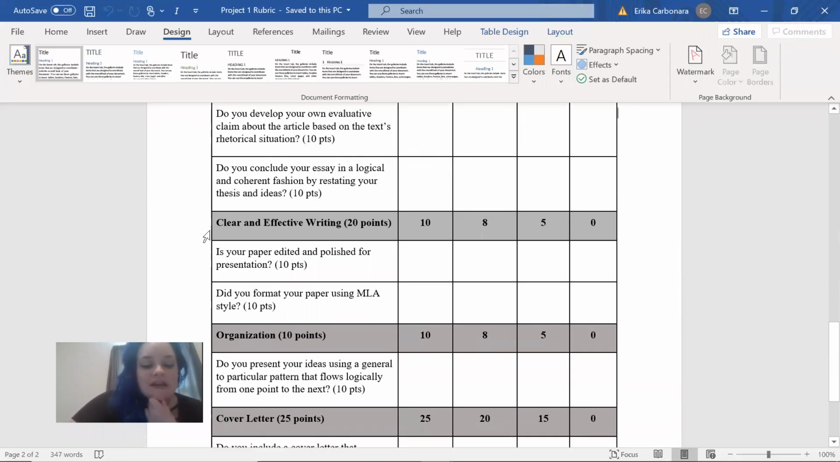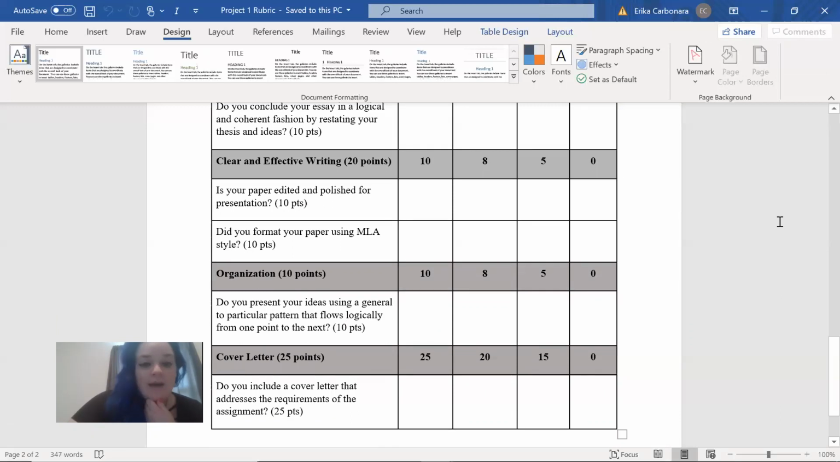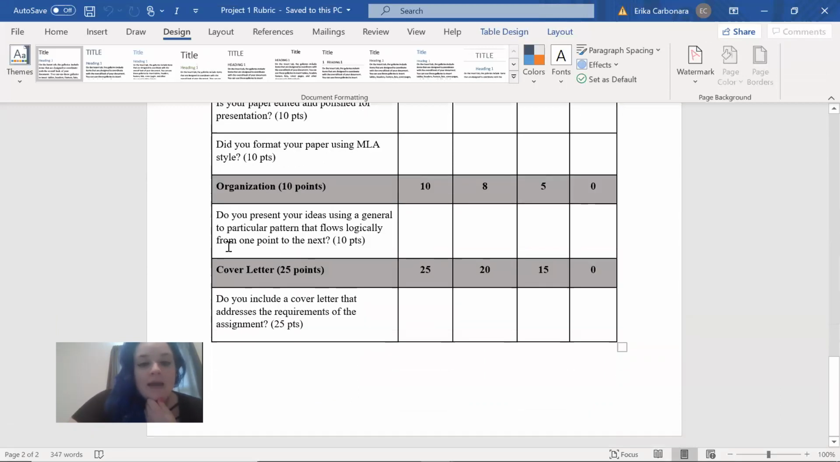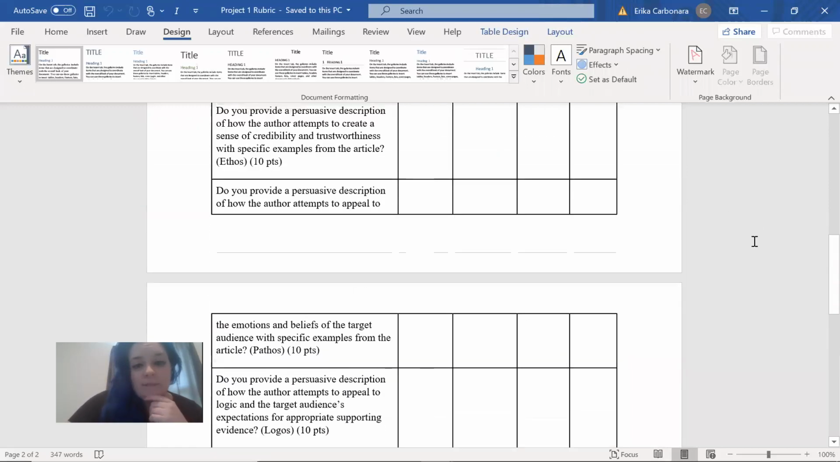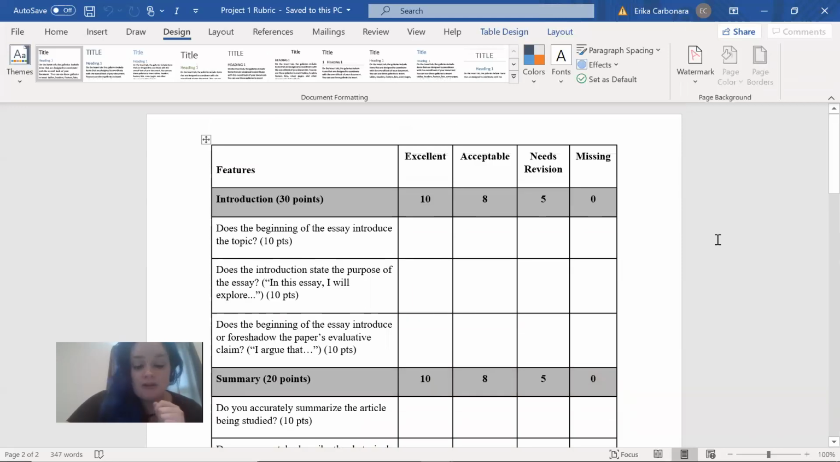And then the rest of this is fairly straightforward, right? Is it edited? Do you have it in MLA format? And then here's where you see that cover letter, right? So do you have a cover letter? As you can see, as long as you address the requirements of the assignment, i.e. you answer 4 of the questions I provided, you'll get that full 25, okay? So take a look at the rubric, make sure that you have all of these things in your paper, and you should be good to go.